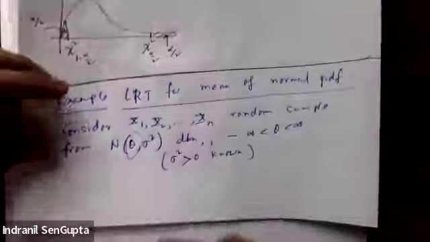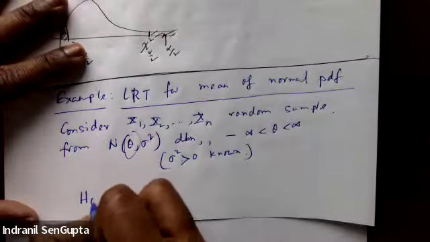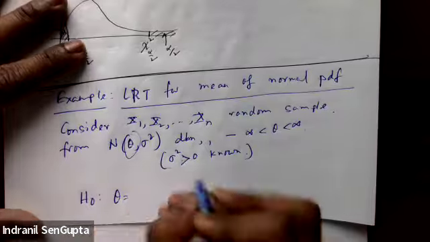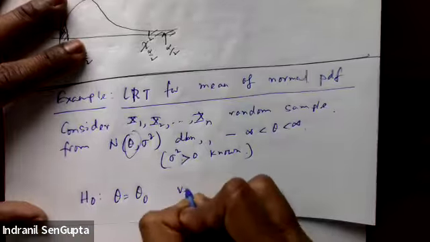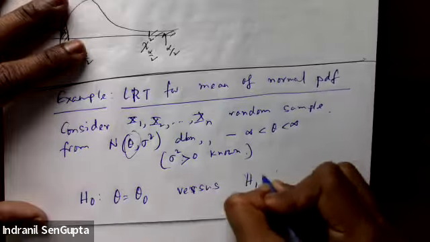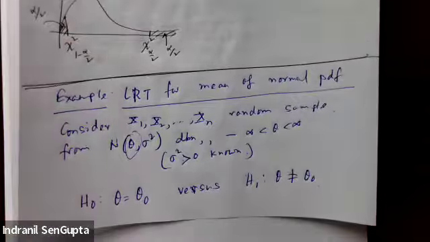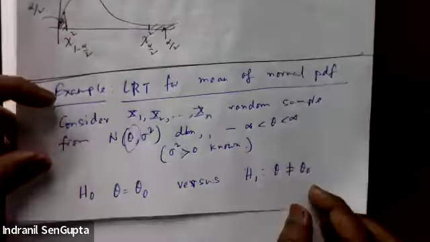So let's consider the hypothesis. H0 is theta is some certain value theta 0, which is specified, versus H1 is theta is not equal to theta 0. So that's our standard hypothesis testing.